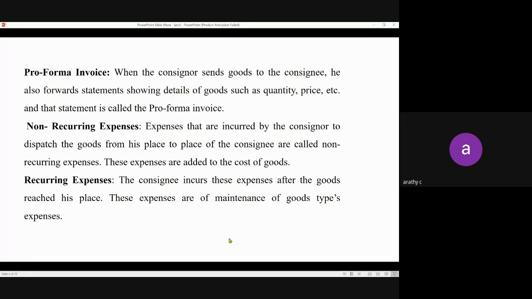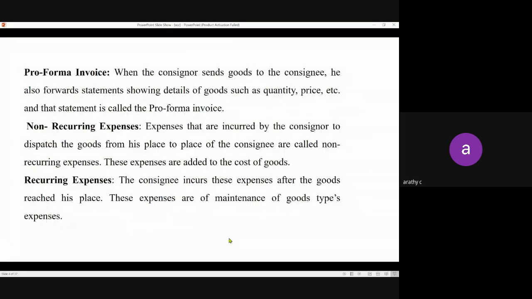Another expense is recurring expenses. This is the difference between the two: non-recurring expenses are incurred by the consigner, and recurring expenses are incurred by the consignee. These expenses are incurred after the goods reach the place of the consignee, so they are also called maintenance of goods expenses.